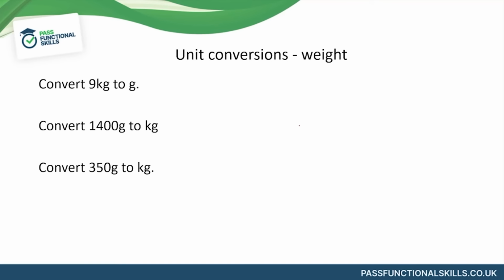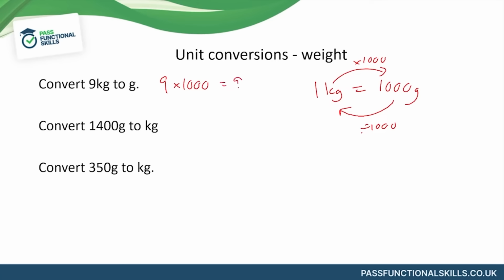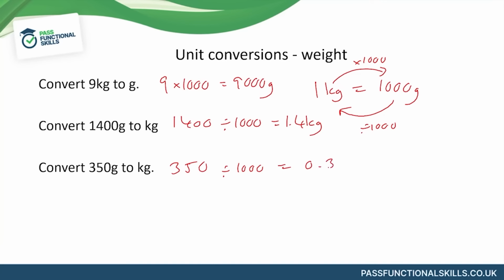So here we've got some unit conversions for weight. So the key thing to remember is that 1 kilo is 1,000 grams. So if we're converting from kilos to grams, we multiply by 1,000, and if we're going from grams back to kilos, we divide by 1,000. So 9 kilos to grams is 9 multiplied by 1,000, so that is 9,000 grams. Here we're going grams back to kilos, so that's 1,400 divided by 1,000, and that is 1.4 kilos. 350 grams to kilos, divide by 1,000, and that is 0.35 kilos.